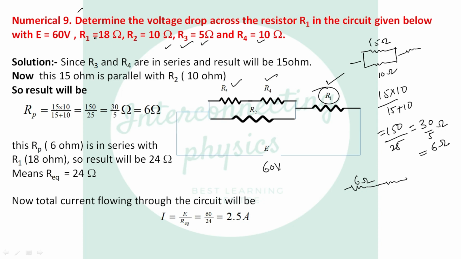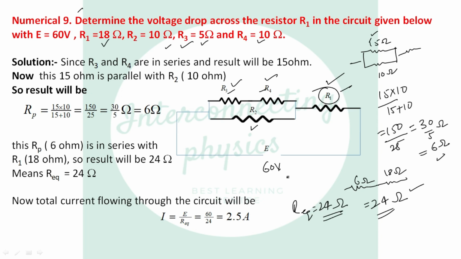Now this 6 ohm and this R1. What is R1? It is 18 ohm. These are in series, so they get added. The answer will be 18 plus 6 is equal to 24. Okay, do you understand? So, R3 and R4 give 15 ohm, which is in parallel with R2, 10 ohm, giving 6 ohm. And 6 ohm and R1, that is 18 ohm, are in series, so the answer is 24 ohm. So R equivalent is equal to 24 ohm.